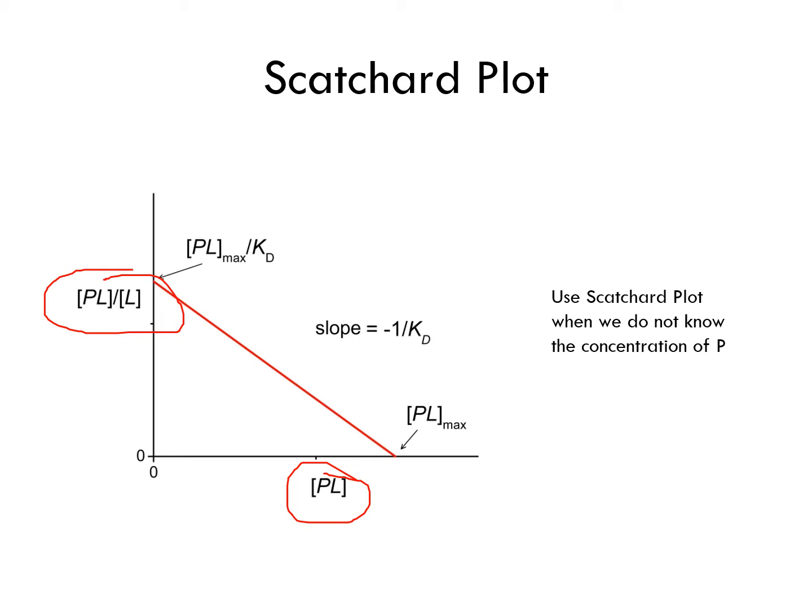An important thing to note is we use Scatchard plots when we don't know the concentration of P. So that's really the reason that we use them in the first place. Some information that you can get from it is actually within the slope. The slope is going to be equal to -1 over your KD or negative KA, because remember that KA and KD are reciprocals of one another.